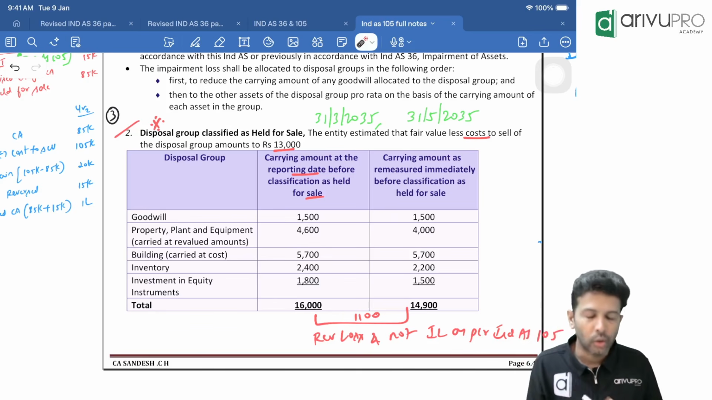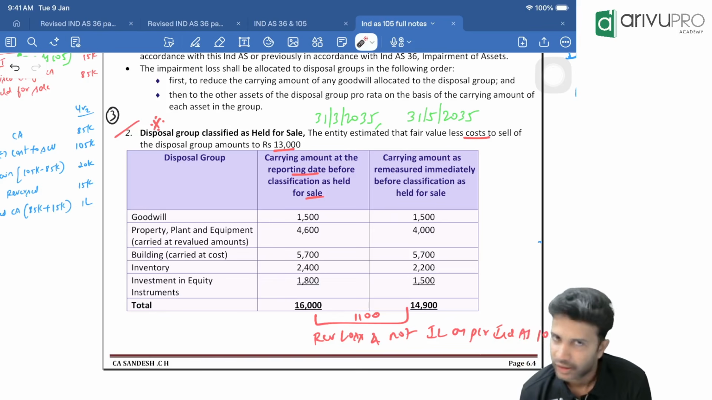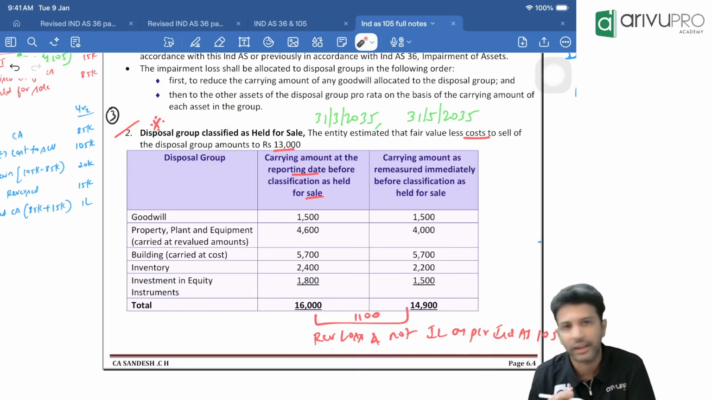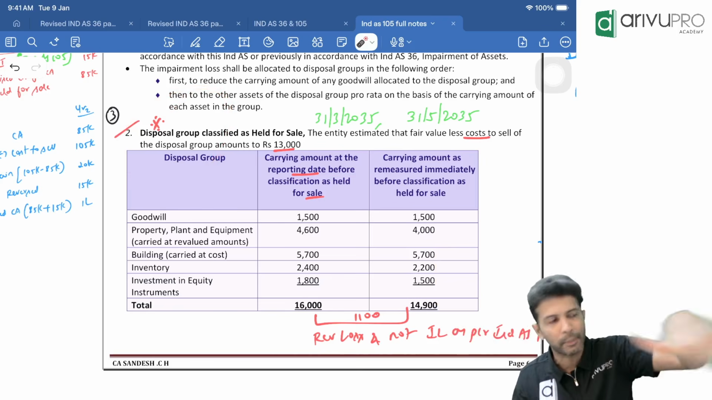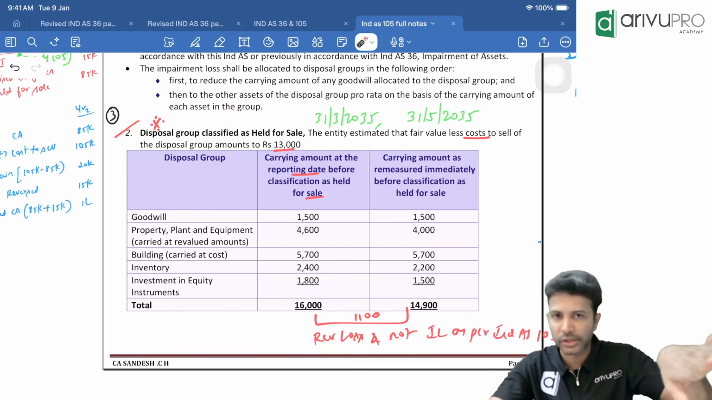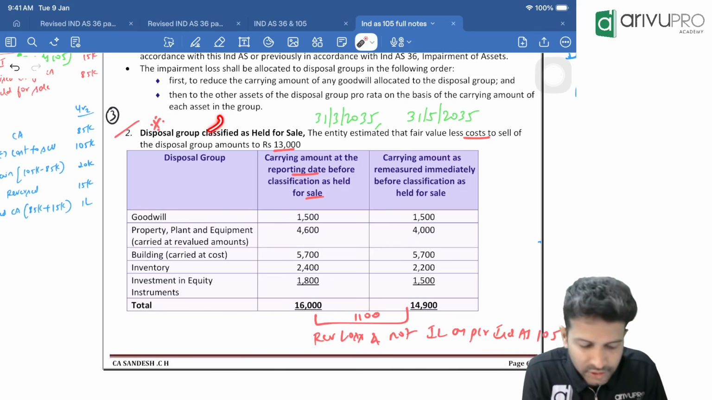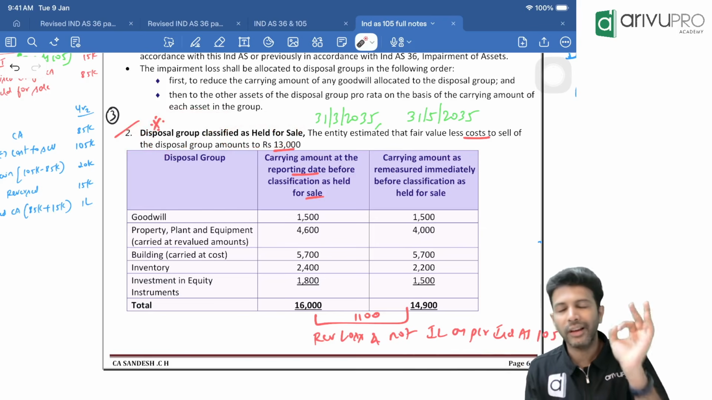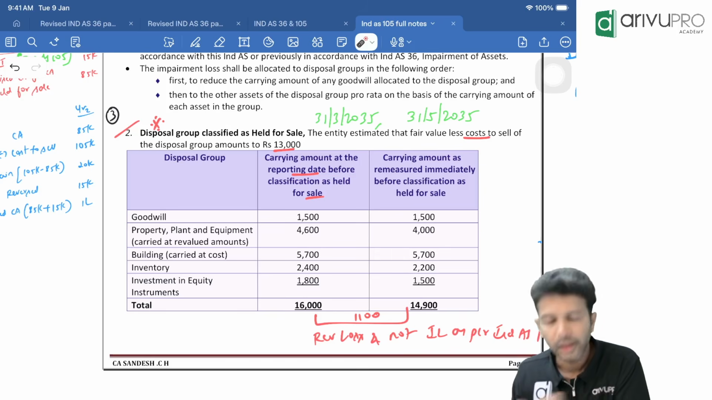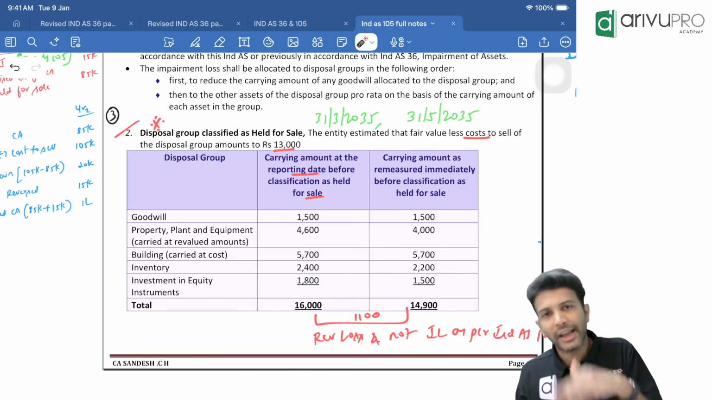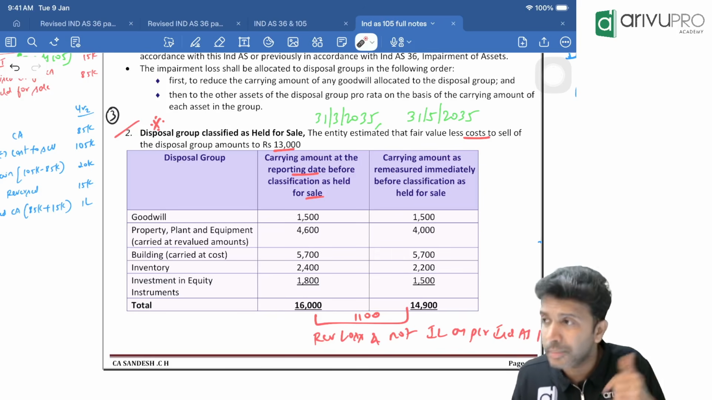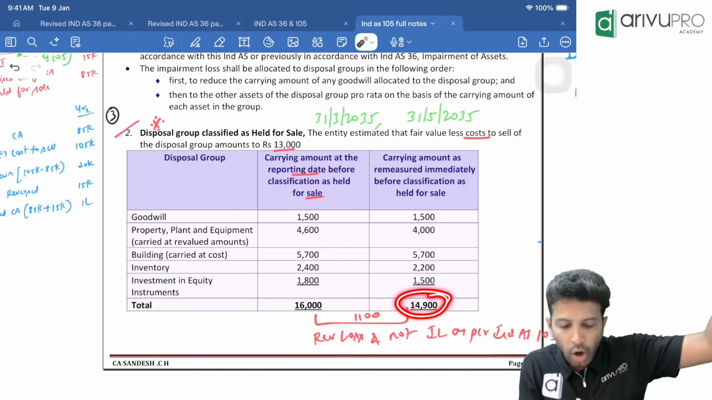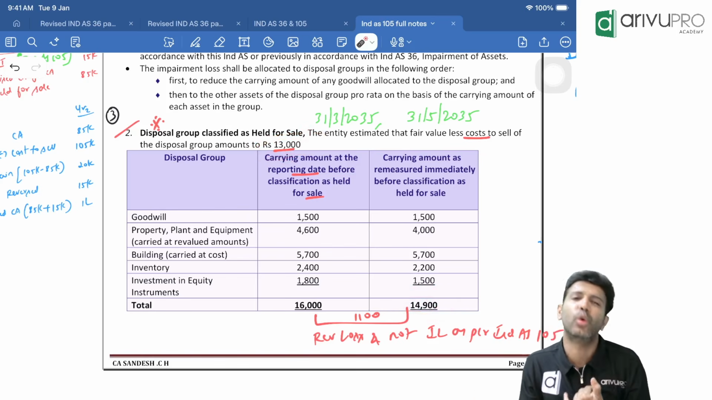Okay. Now, an individual asset can get classified as held for sale, or even a group can get classified as held for sale. The provision of Ind AS 105 will apply for a group also, and an individual asset also, the same provision. This is a disposal group, but it has satisfied the held for sale criteria. Whenever it satisfies held for sale criteria, we'll have to measure initially as well as at every reporting period. What is the measurement principle as per Ind AS 105? Carrying amount, or fair value less cost to sell, whichever is lower.